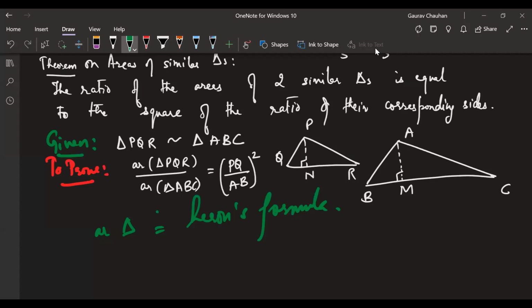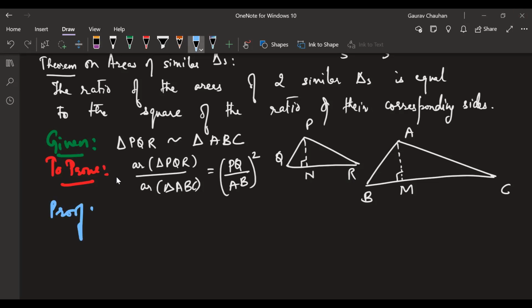Just because we are not using this so frequently, please do not forget it. It's a very, very important formula, and it does not involve height. I don't know if there's a way to prove this theorem with that formula, but I'm not going to attempt that. I'm going to attempt what's there in our book. So here we are going to get into the proof now.